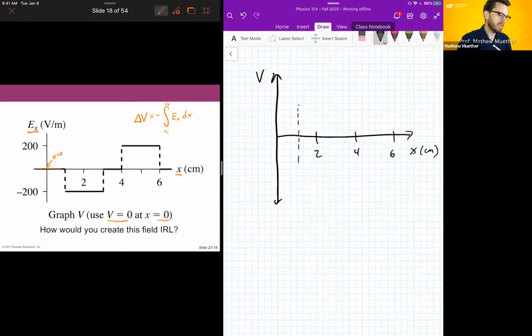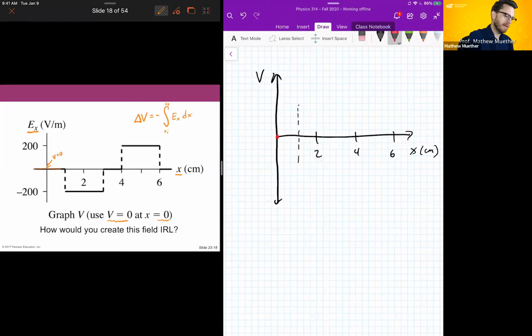What's the change in the voltage? First of all, they tell us that voltage is equal to 0 at position 0, so we can just pin that down on the graph. How does the voltage change as I go from 0 to 1 centimeter? What do people think? How does the voltage change?